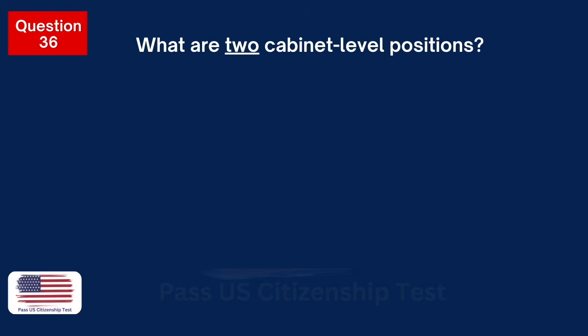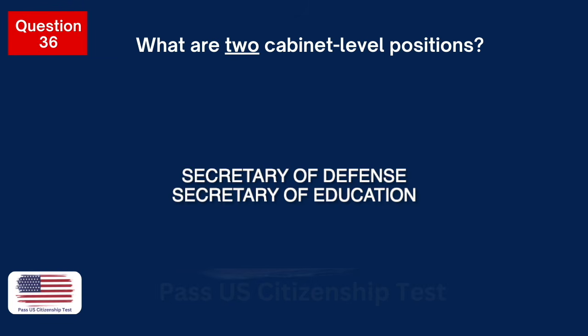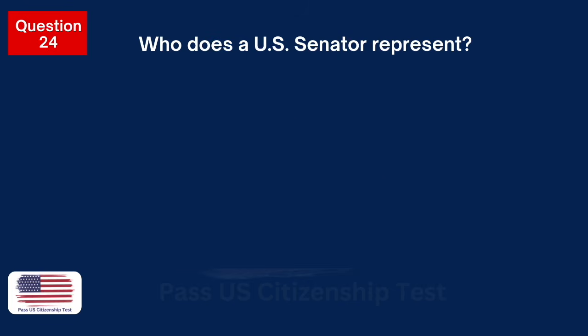What are two cabinet-level positions? Attorney General, Vice President. Who does a U.S. Senator represent? All people of the state.